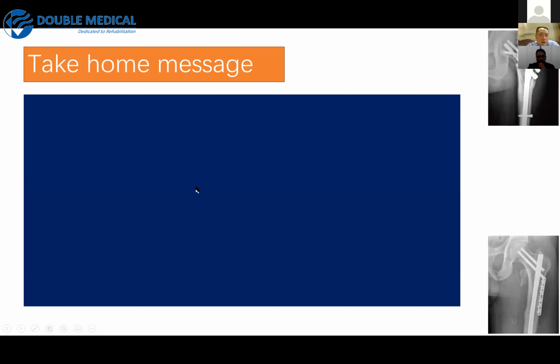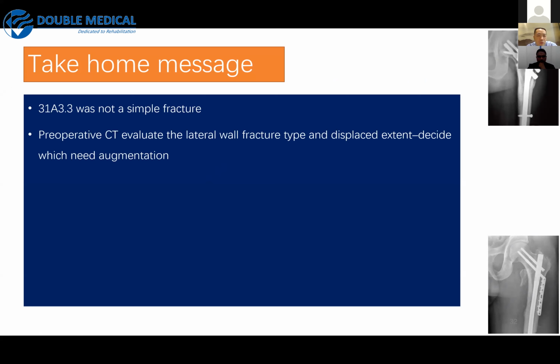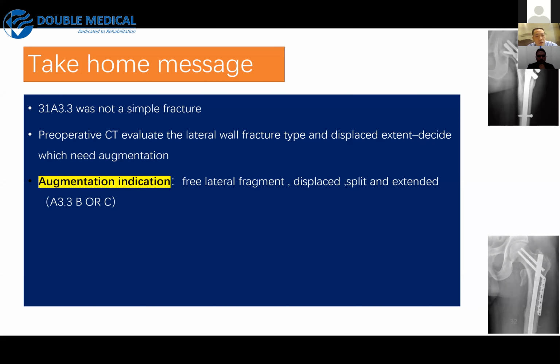So we need to take some messages. 31A3.3 is not a simple fracture. Before the surgery, you need to do the CT to evaluate the lateral wall fracture type and the displaced extent. From this, you can decide whether you need augmentation. Third, the augmentation indication means the free lateral fragment, especially if they are displaced, split, and extended more. That means the B or C type.